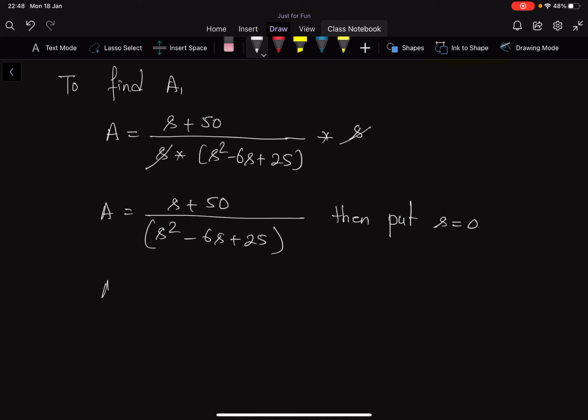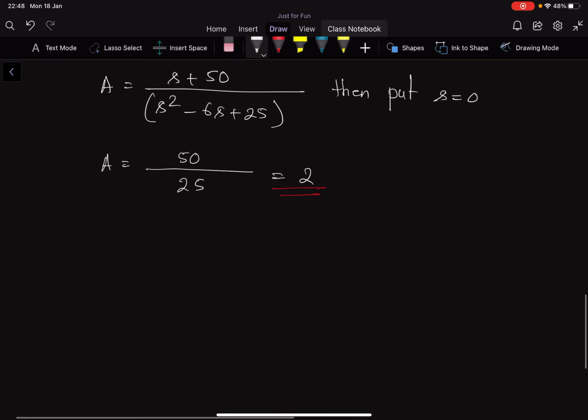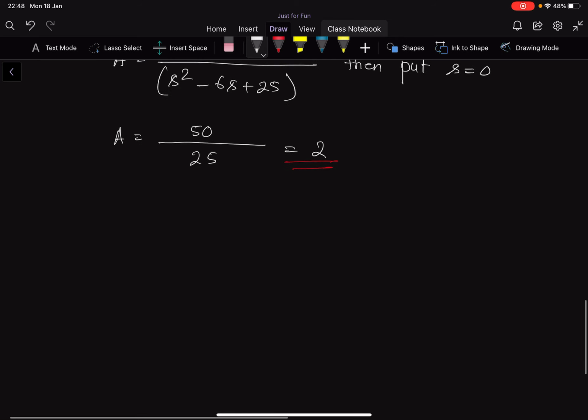And we are going to get A equals 50 over, since s squared is going to be 0 and 6 times s is going to be 0, 50 divided by 25, which is going to be 2. So we got the value of A, which is nothing but 2. Now we need to find B and C. For B and C, what we have to do is simplify this fraction, and then compare the coefficients of higher order. So that's what we are going to do.